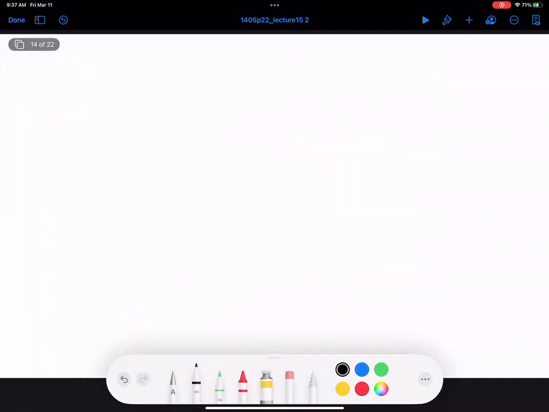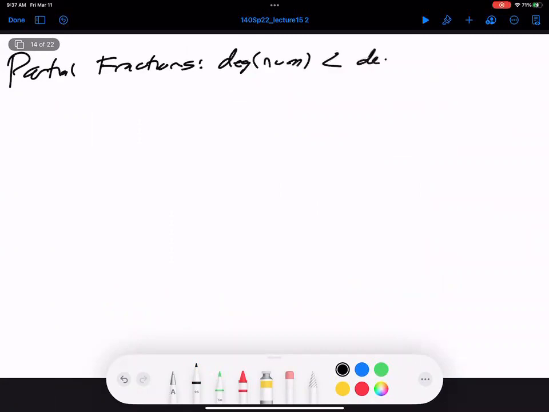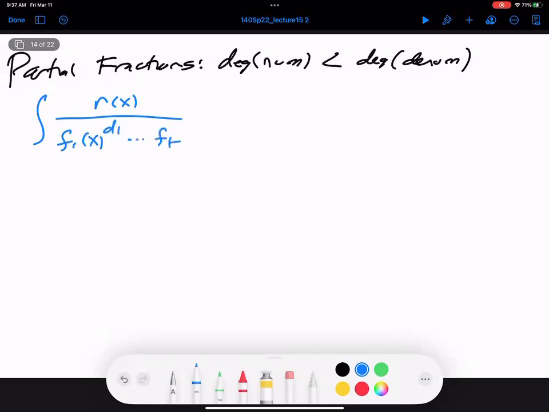So now, partial fractions. The degree of the numerator, we can assume, is less than the degree of the denominator. And it all comes down to how the denominator factors. So if I give you the integral of R of x over, say, f1 of x to the d1 ... fk of x to the dk.